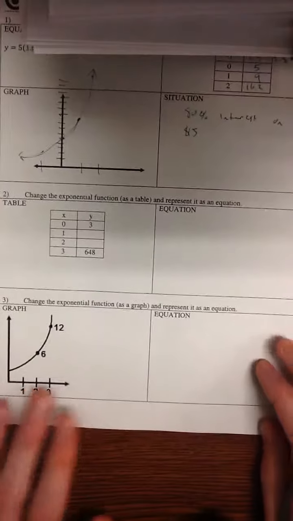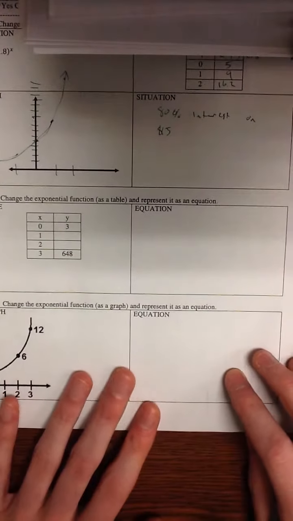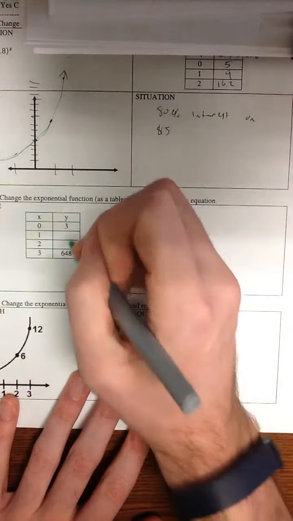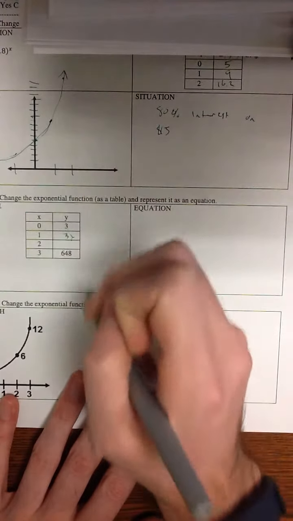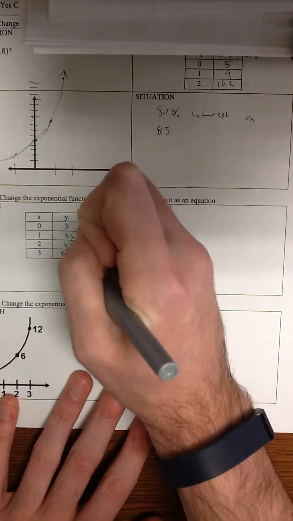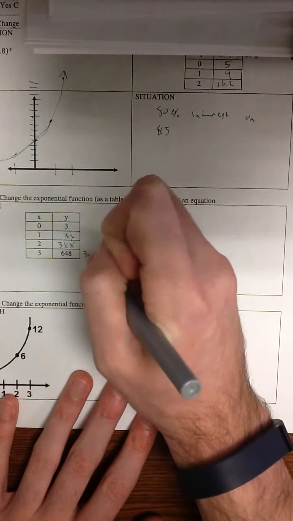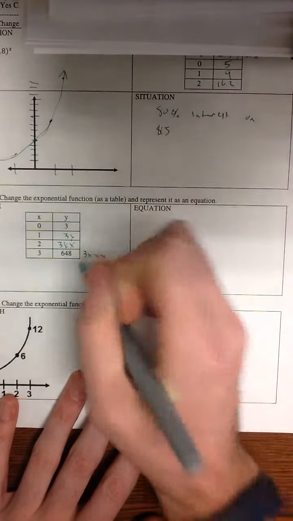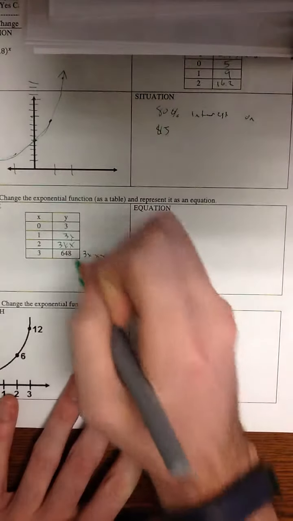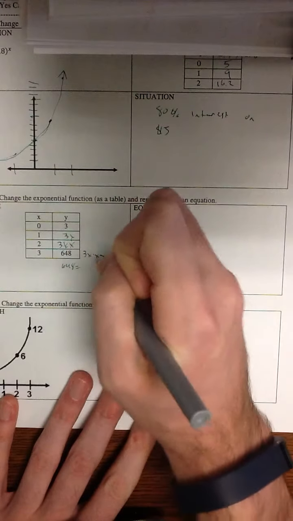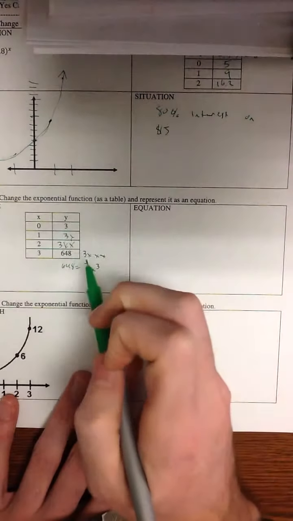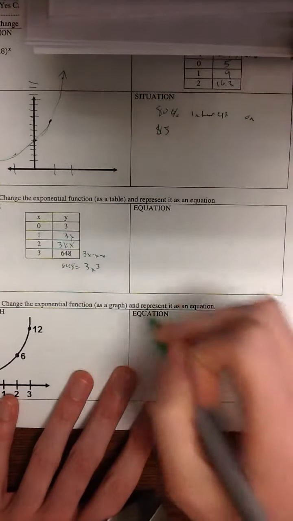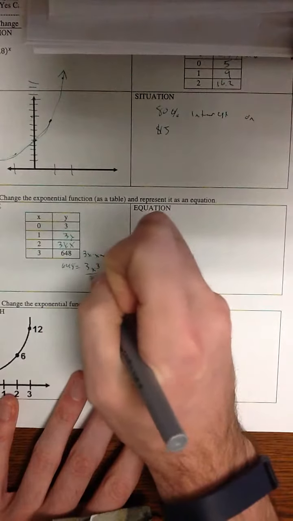For the second one, we've got a table, and we need to turn that into an equation. So we looked at making these just so many steps. So we looked at calling that 3x, and that's 3x times x. And then that's 3x times x times x. So we know that these two things are the same. So we say 648 equals 3x cubed. To solve for x, we divide both sides by 3. So we can do that. We'll get 216.